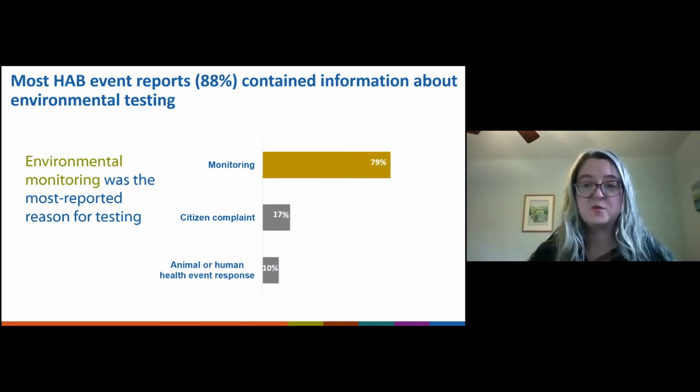88% of OHHABS reports included environmental testing results. The most common reason for conducting this testing was routine monitoring. Water quality monitoring programs can lead to early detection and notifications to the public. Citizen complaints in human health or animal health event response were also important contributors.